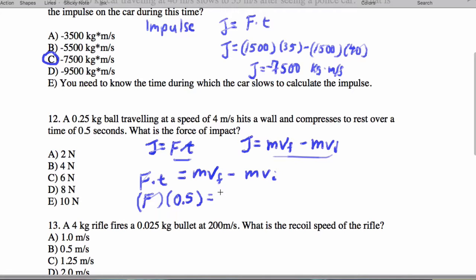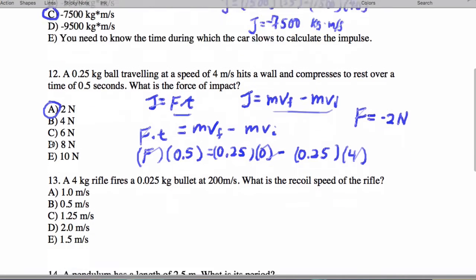equals 0.25 times 0 minus 0.25 times the 4 meters per second that we start at. And when we actually work this out, we're going to end up getting F equals negative 2 newtons, but we'll take the absolute value as 2.